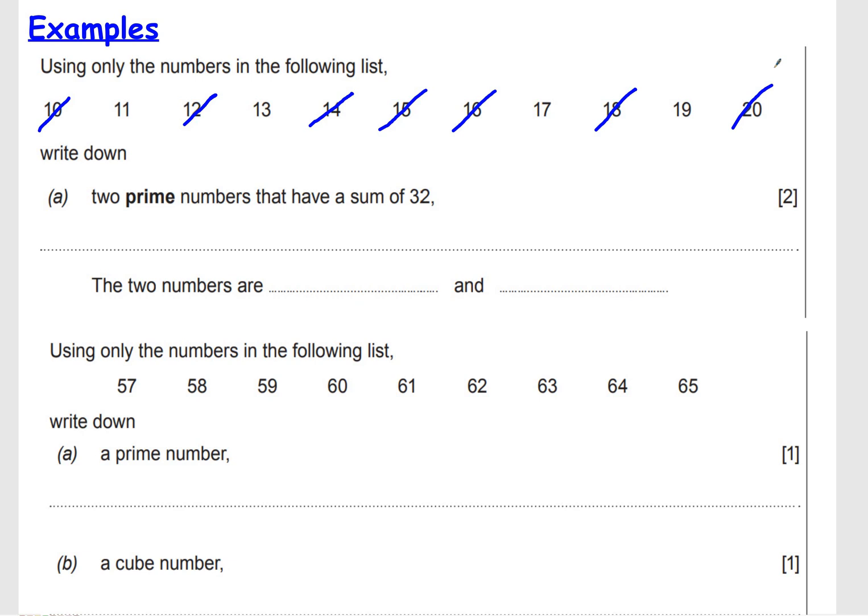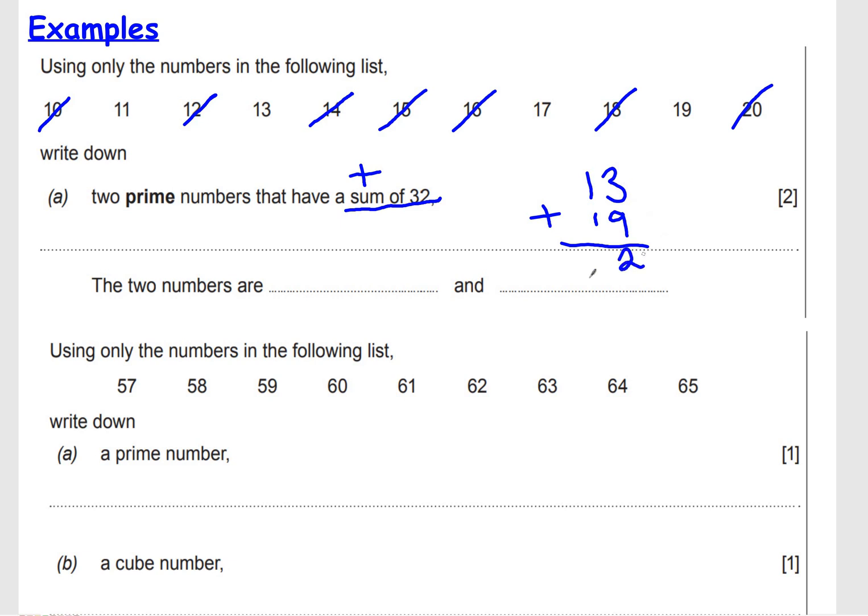So 2 prime numbers that have a sum of 32, well, we know sum means add. So 2 numbers that add to make 32, well, 11 and 13 only make 24, so it can't be those. 13 and 17 give us 30, so we're close. So it must be 13 add 19, if we try that.